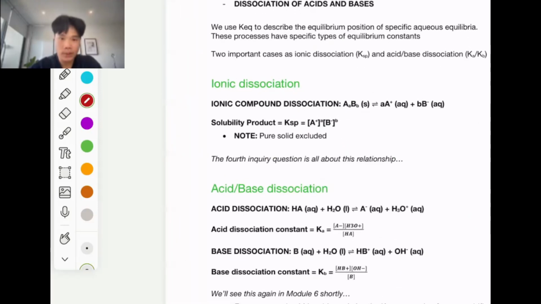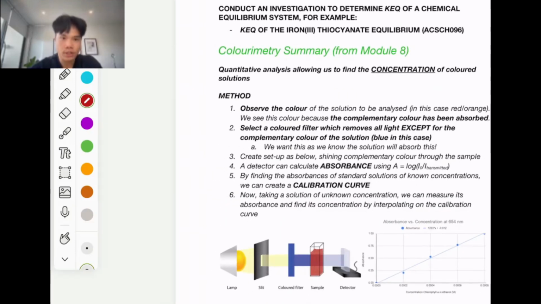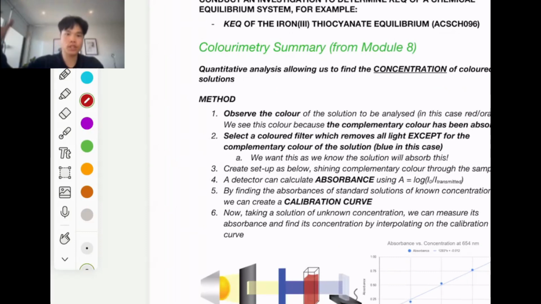We know these now as KSP and KA and KB, so we'll touch on KSP in a second. And the final thing in the third inquiry question is the colorimetry experiment for finding KEQ. It's a really left of field part of the module where it's just bringing in colorimetry from mod 8. But now you know what that is, you should be able to explain the procedure of colorimetry.